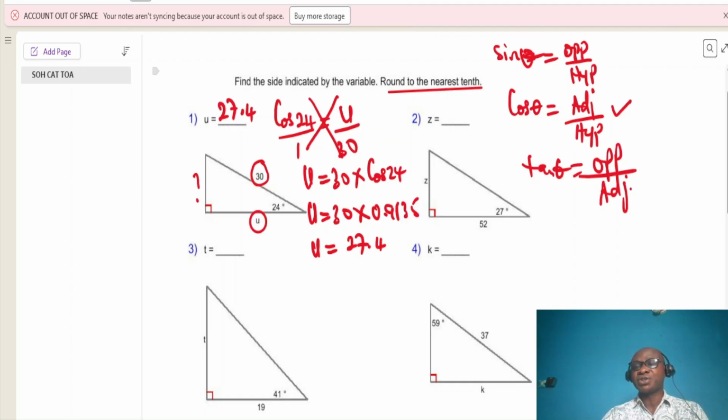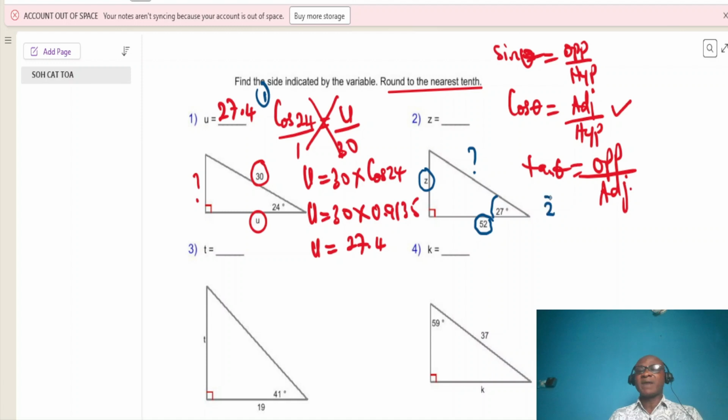I go to number two. Number two, I am given the angle. The angle given inside the triangle is 27, as you can see. Now, the opposite of the triangle is given as letter Z, and the adjacent is given as 52. So there is no hypotenuse. Meaning in these three trig ratios, any one that involves hypotenuse, I will not use. I will not use sine and cosine, but I will use tan. Now this is number one solved here.